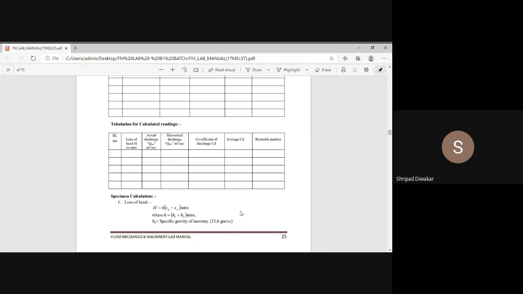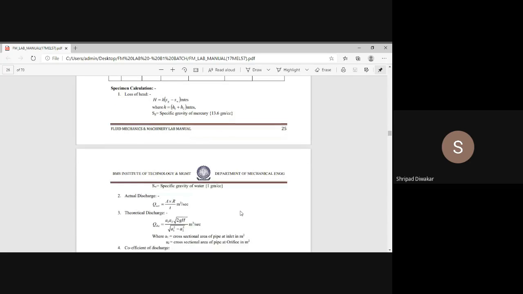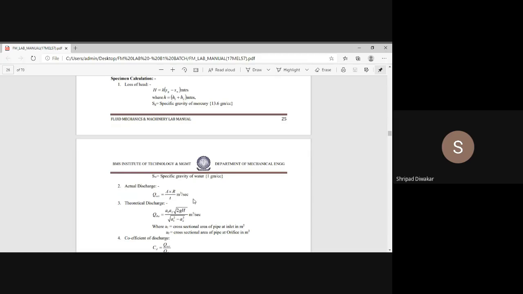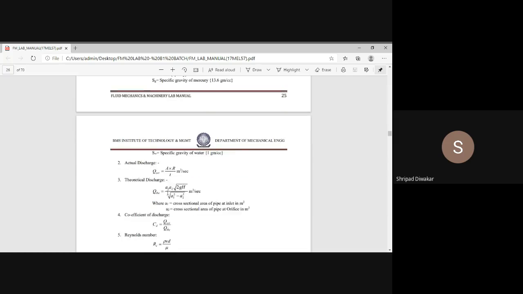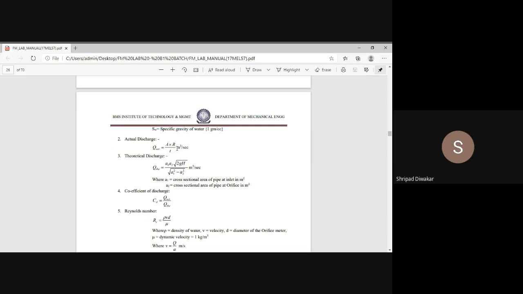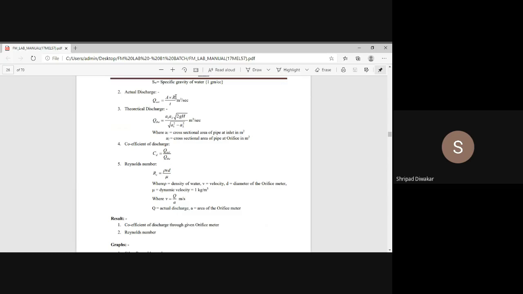Shall I go for the next part? Yes, sir. The next calculation is your actual discharge. Once you remember this formula, it will be common for all the experiments. Actual discharge is given by A into R divided by small t. Capital A is the area of the measuring tank, which you have taken in the observation as 0.12. R is the rise of water level, that is always 10 centimeter. You have to take 0.1 meter as standard.